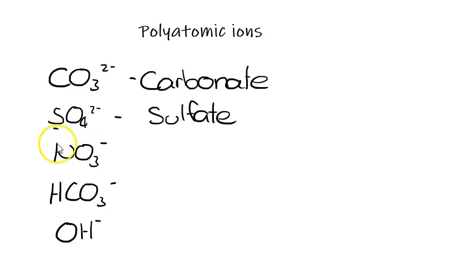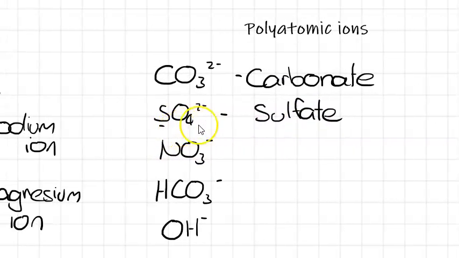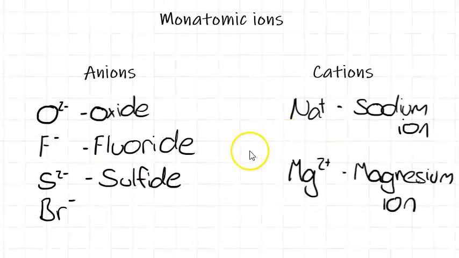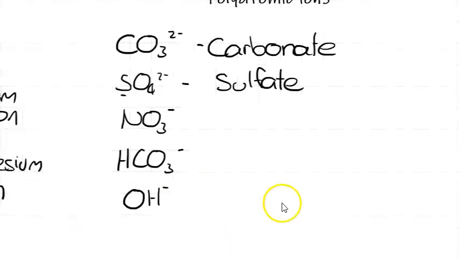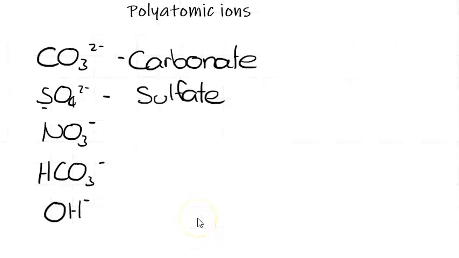Notice the difference between sulfate and sulfide. Sulfate has got oxygen, it's got 4 oxygens, whereas sulfide has got no oxygens. It's just the sulfur atom having gained electrons. So that's a common mistake. So then this one has got nitrogen, this is called nitrate.